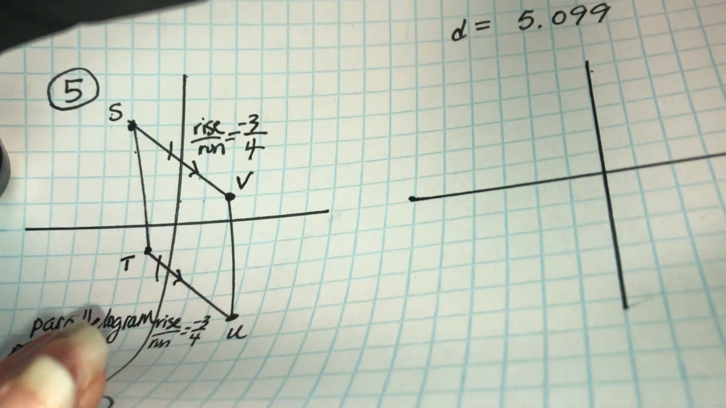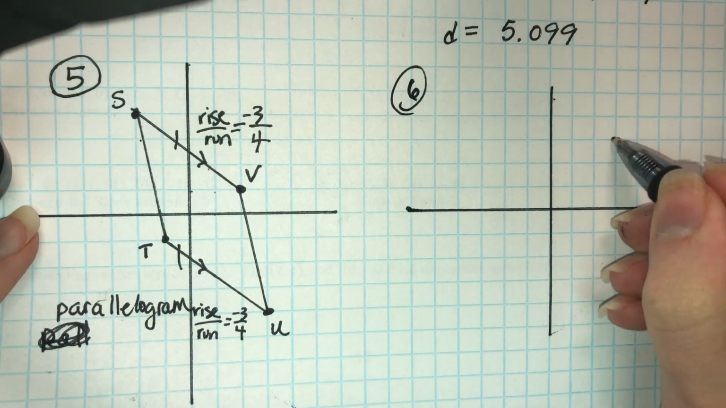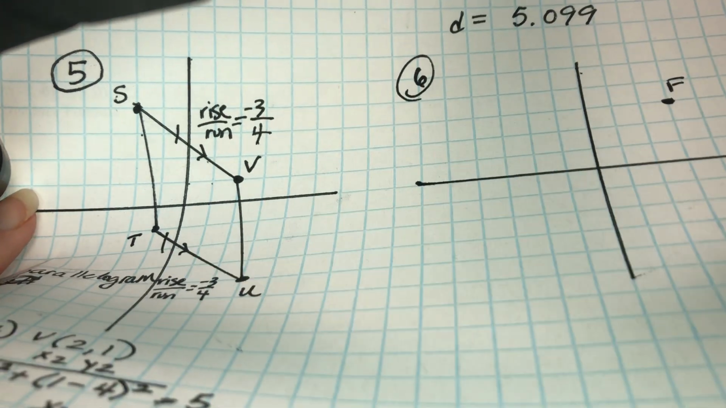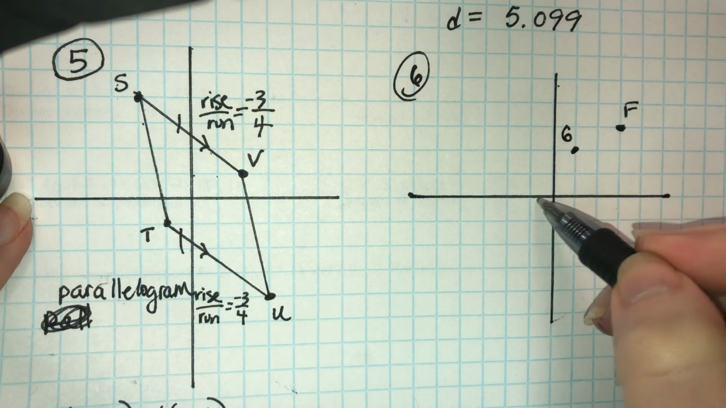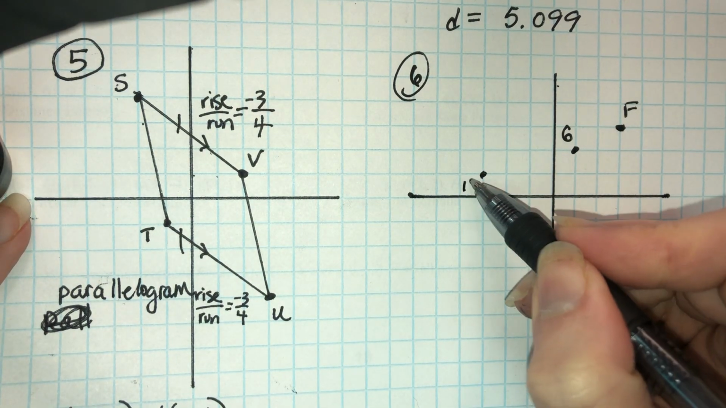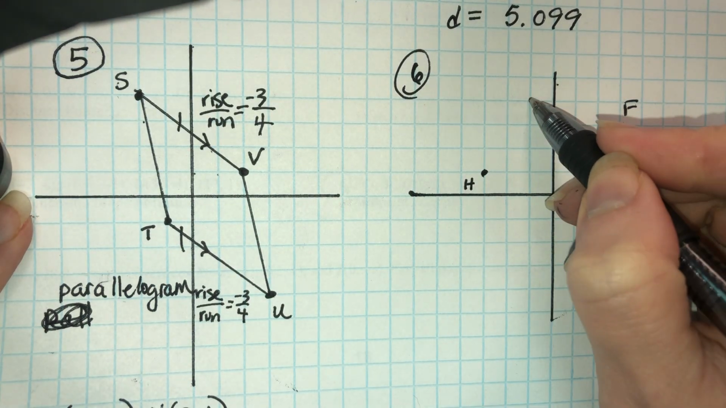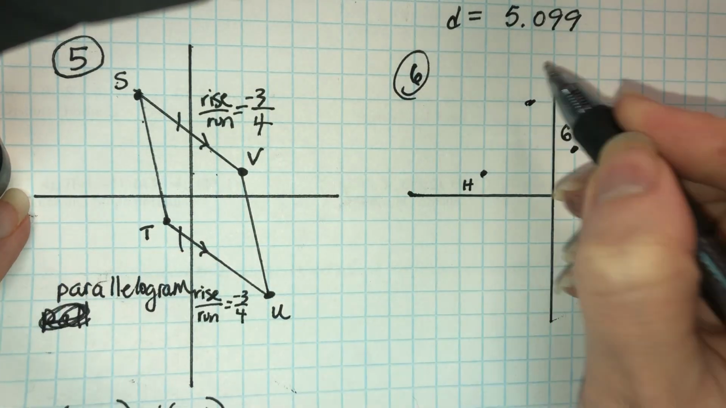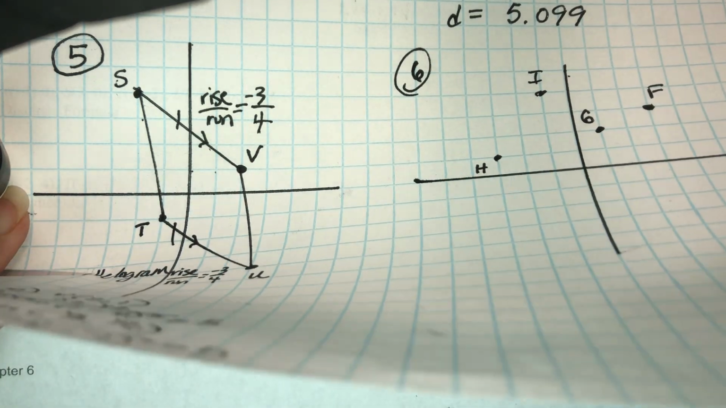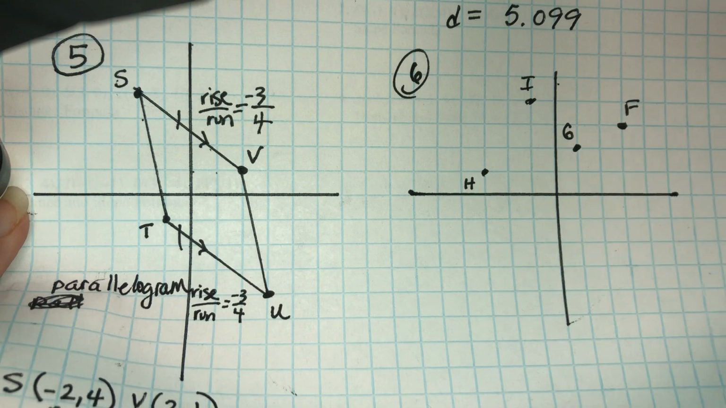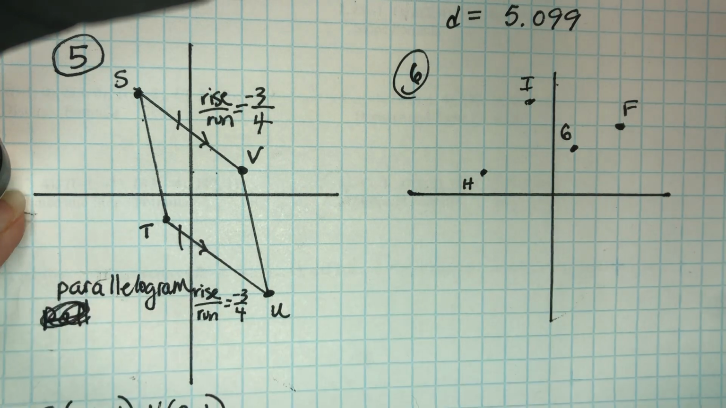Okay, so we've got number 6. 3, 3 is F. 1, 2 is G. -3, 1 is H. And -1, 1, 2, 3, 4 is I. Just double checking my points because I don't want to make another mistake. -1, 4. That looks good.